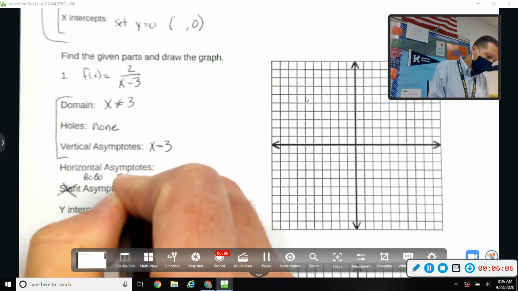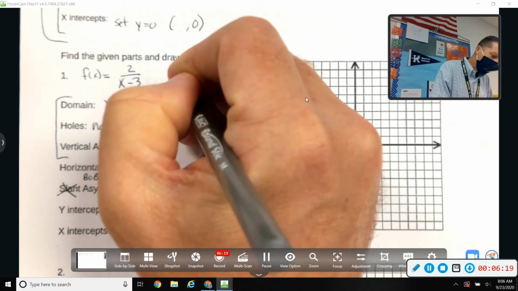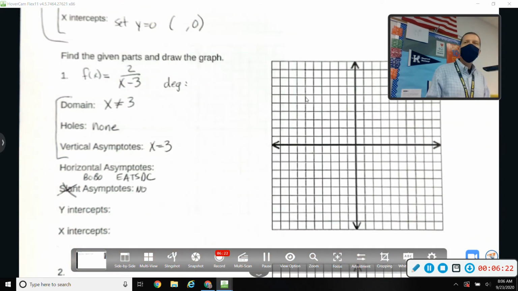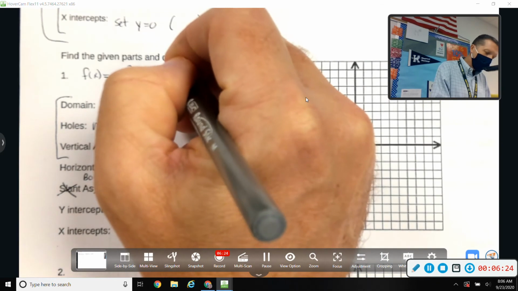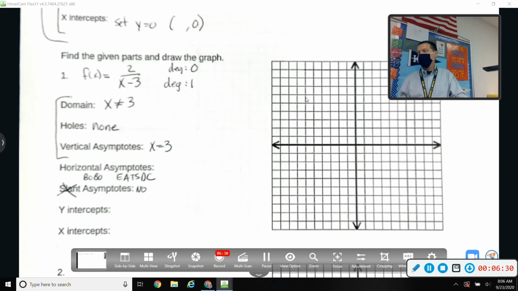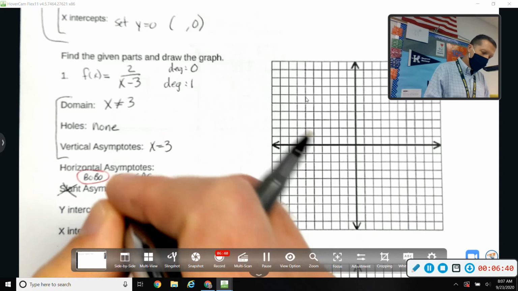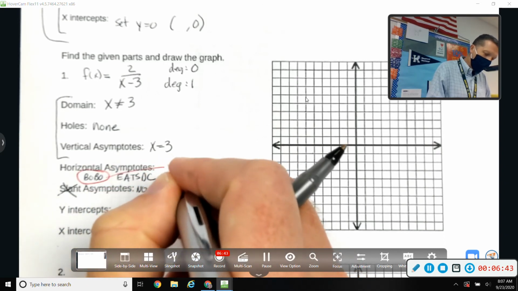Horizontal is always either BOBO or EATS DC. Which case is this? Is it BOBO or EATS DC? Let's do the easier one first. What's the degree of the bottom? 1. What's the degree of the top? 0. There aren't any x's in there. So the highest power of x is, there aren't any, 0. The degree of the bottom is 1. So now is that a BOBO or an EATS DC situation? Yeah, that's a BOBO situation. So that means I don't even have to do any work. The answer is just y equals 0.